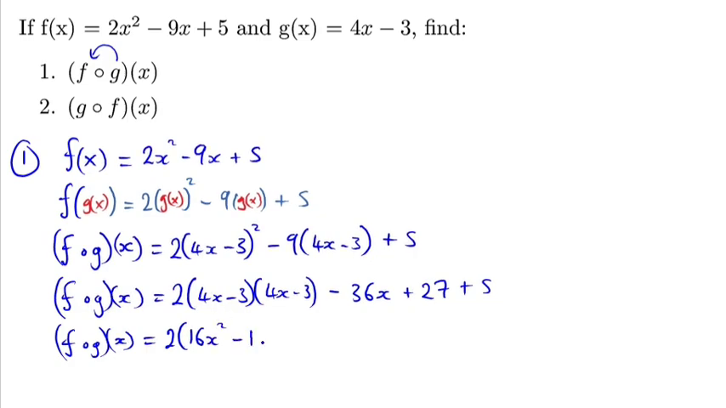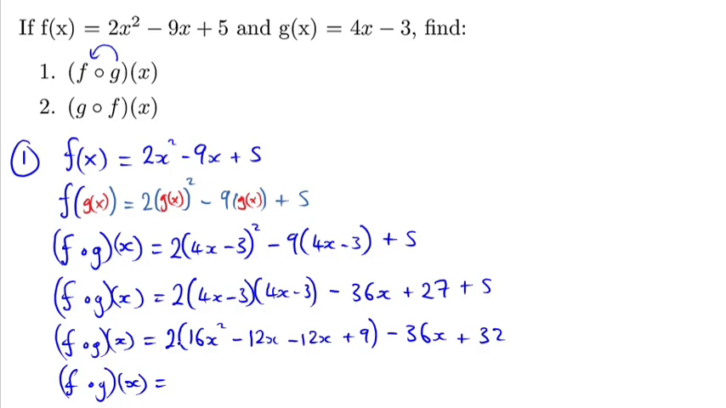So f of g of x, now this will give us 2 multiplied by 16x squared. Then we will say minus 12x, another minus 12x if we expand, plus 9, minus 36x plus 32. Okay, so f of g of x will now be equal to, 16 times 2, that is 32x squared. Then 12 and 12 is 24, so 24 times 2 gives us 48x. 9 times 2, that's 18. Then here we have minus 36x plus 32.